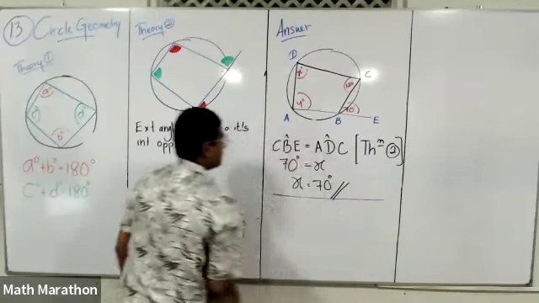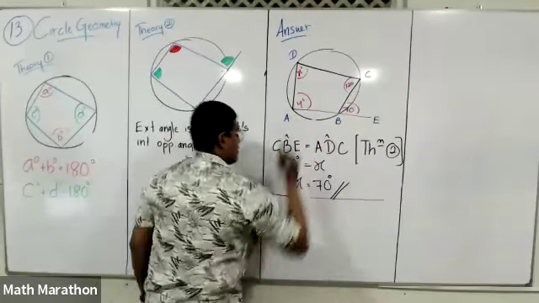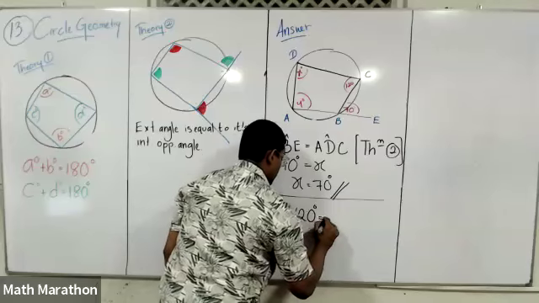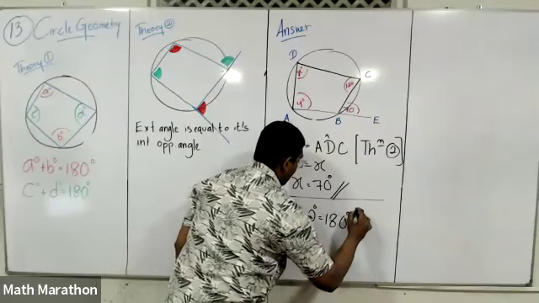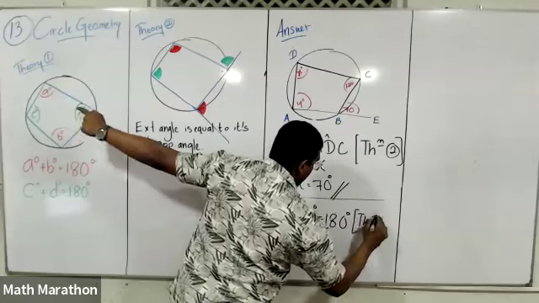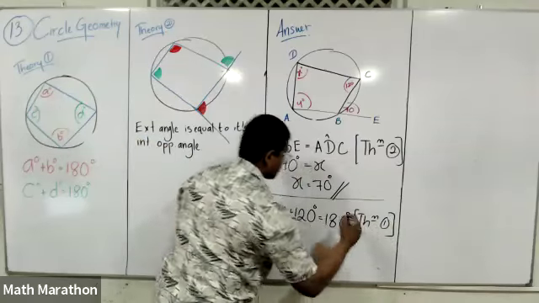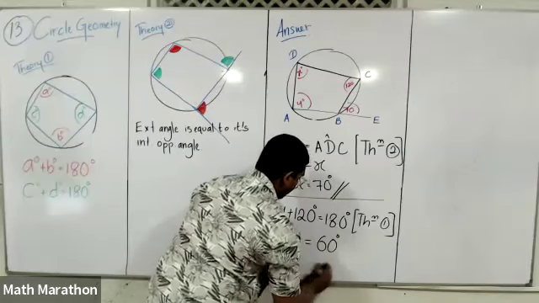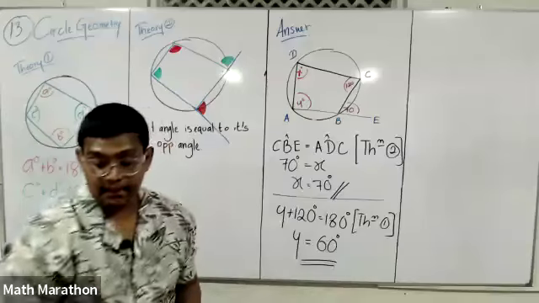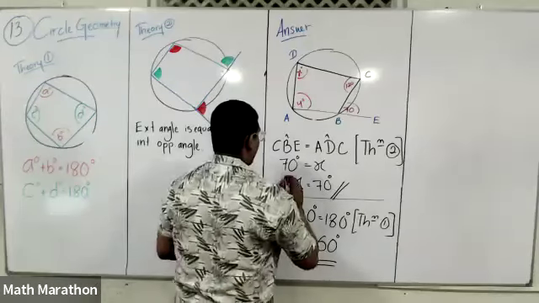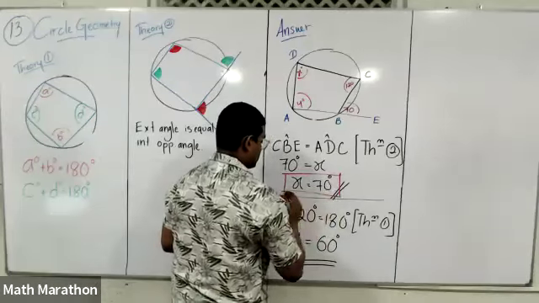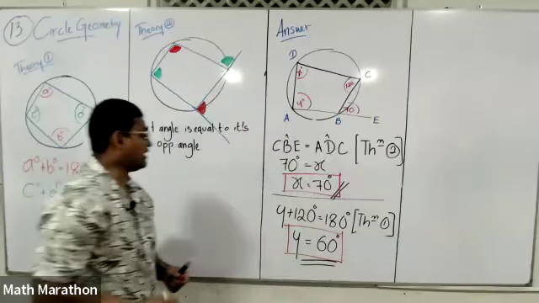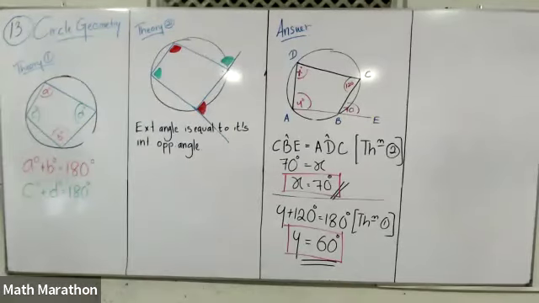Done. Next one. Y plus 120 equals 180, by theorem 1. So Y equals 60 degrees. As a practice, always highlight the final answer. Please highlight it, kids. Learn it from now itself.